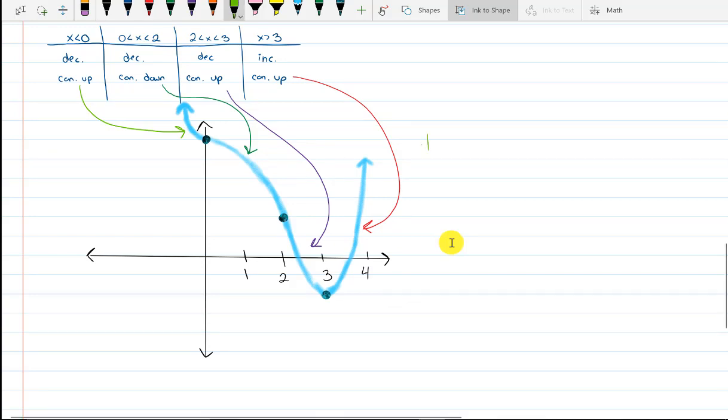Now I want to make one big note again. This is one possible graph. As long as your graph follows all these rules, it's okay if your graph looks different than mine.